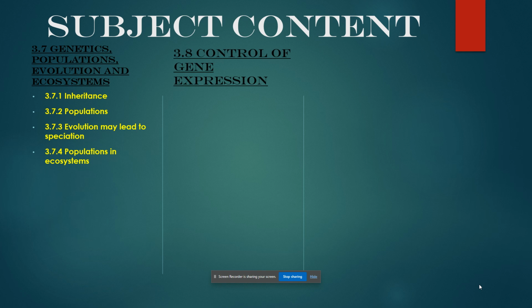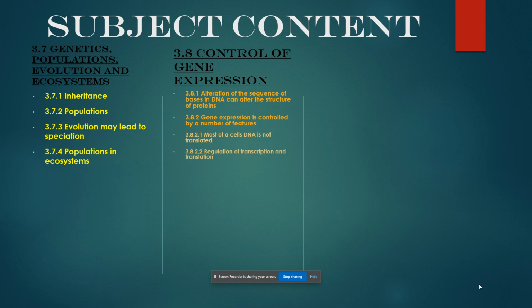Module 3.8 Control of gene expression. 3.8.1 Alteration of the sequence of bases in DNA can alter the structure of proteins. 3.8.2 Gene expression is controlled by a number of features. 3.8.2.1 Most of a cell's DNA is not translated. 3.8.2.2 Regulation of transcription and translation. 3.8.2.3 Gene expression and cancer. 3.8.3 Using genome projects.